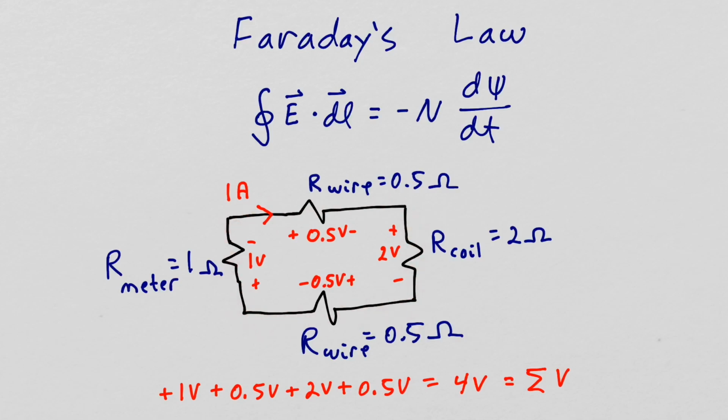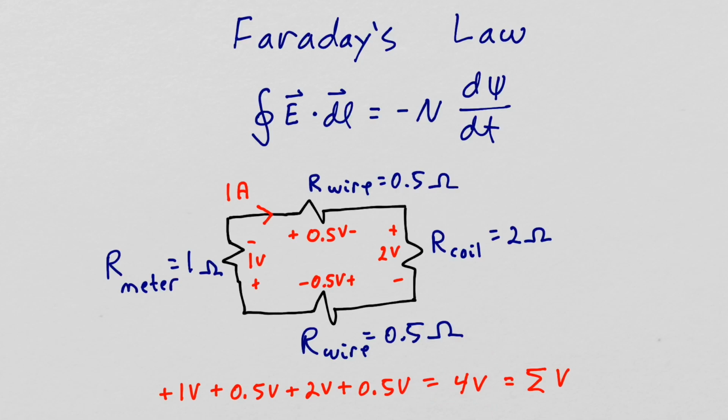Across the meter we have a drop of 1 volt. Across this wire, a drop of a half a volt. Across the coil, a drop of 2 volts. And across this bottom wire, a half a volt. So the sum of the voltages around our circuit is not 0, but it is 4 volts.